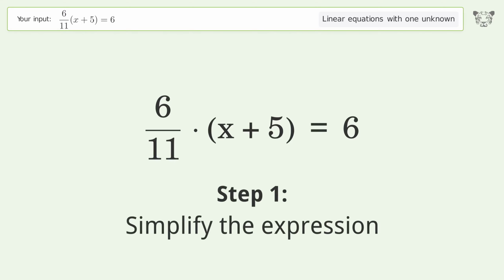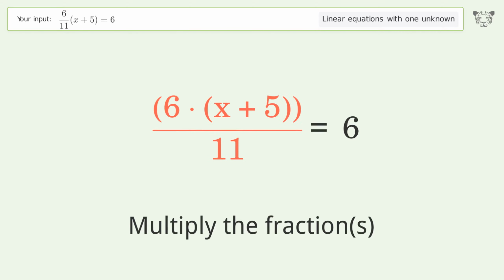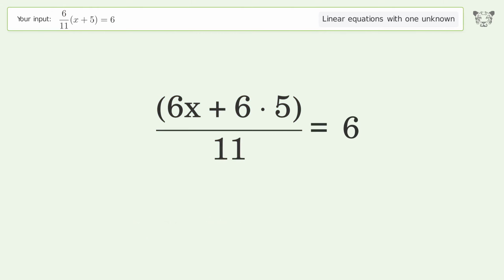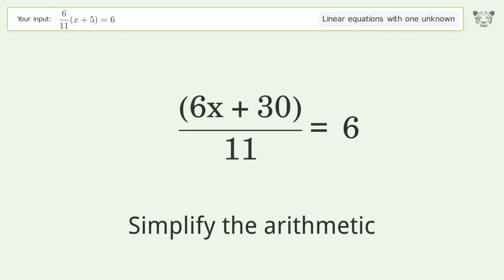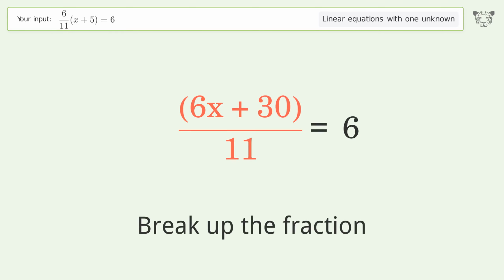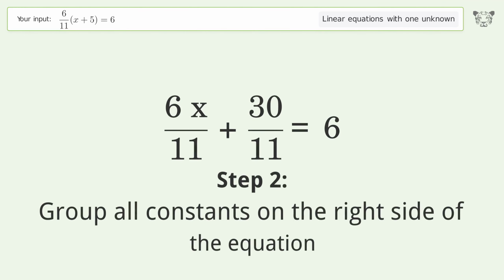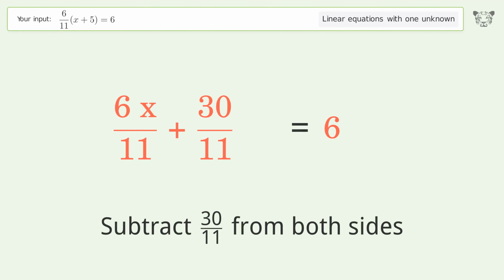Simplify the expression. Multiply the fractions. Expand the parentheses. Simplify the arithmetic. Break up the fraction. Group all constants on the right side of the equation. Subtract 30 over 11 from both sides.